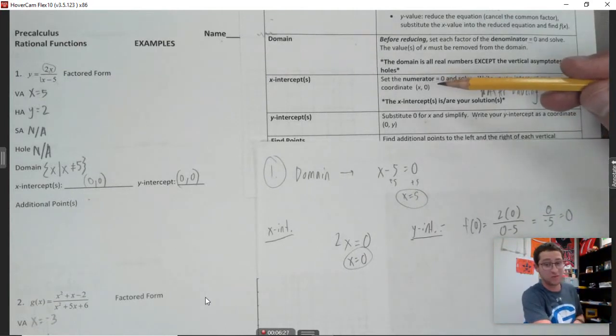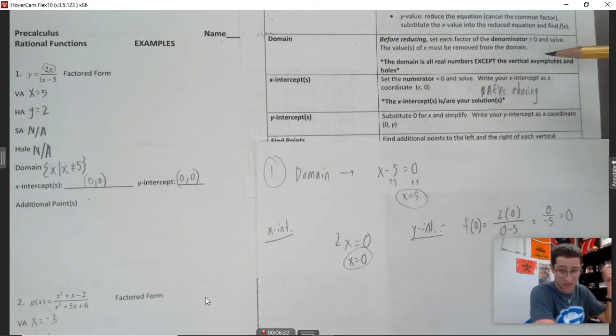Now, technically, you could just set the entire thing equal to 0. You're going to end up with just solving for the numerator there. I just want to point that out.